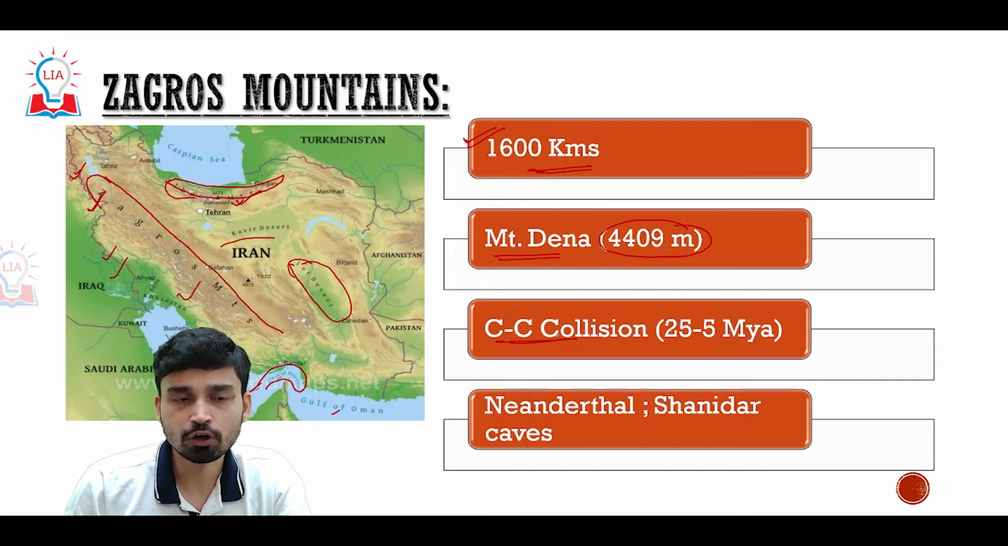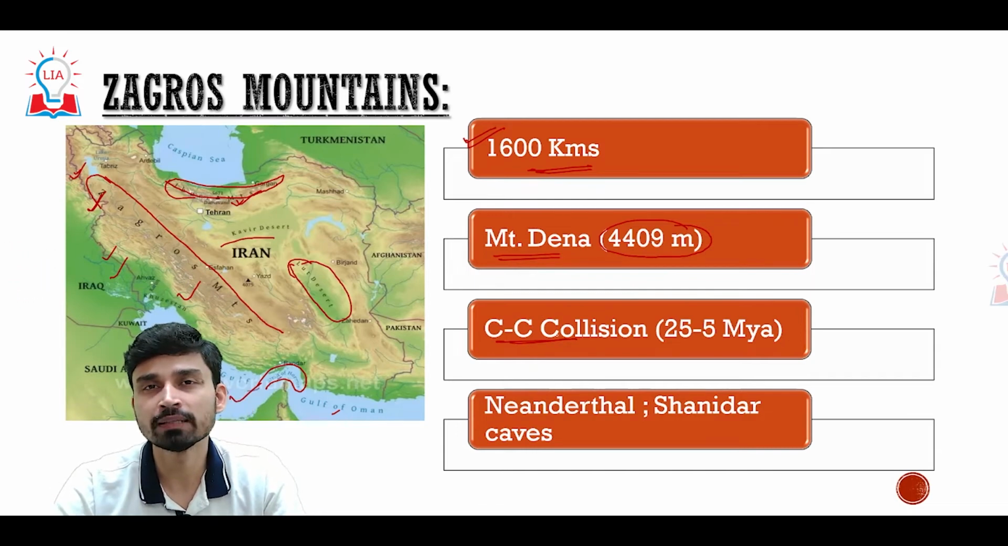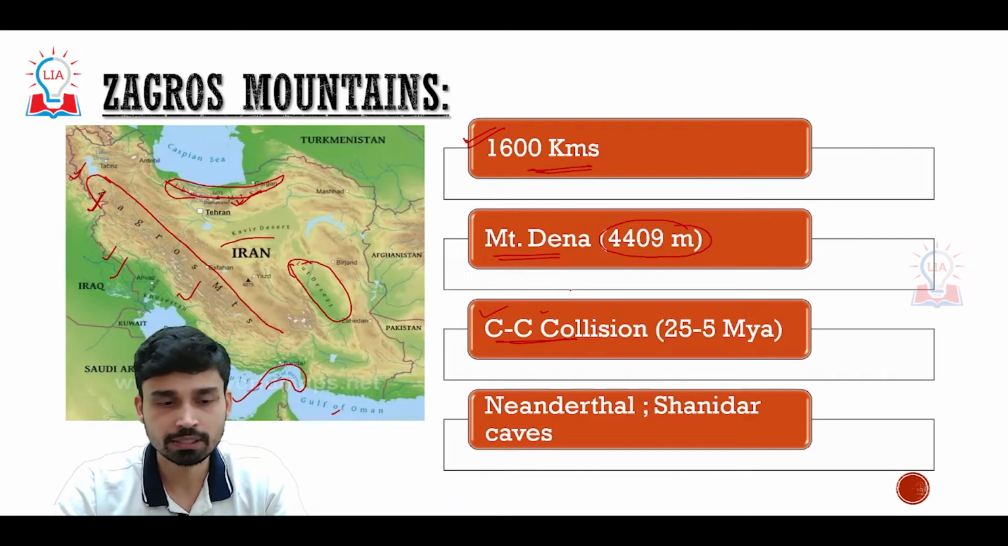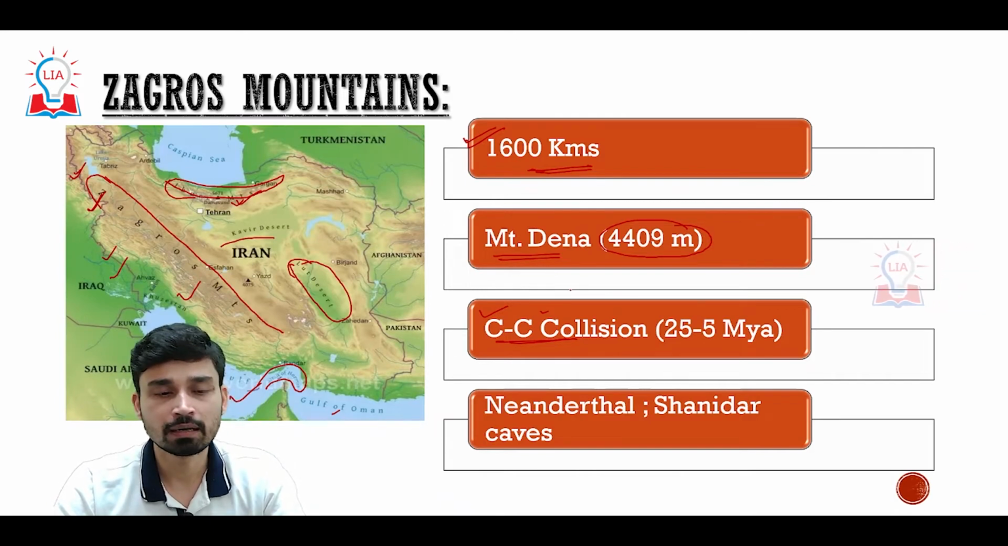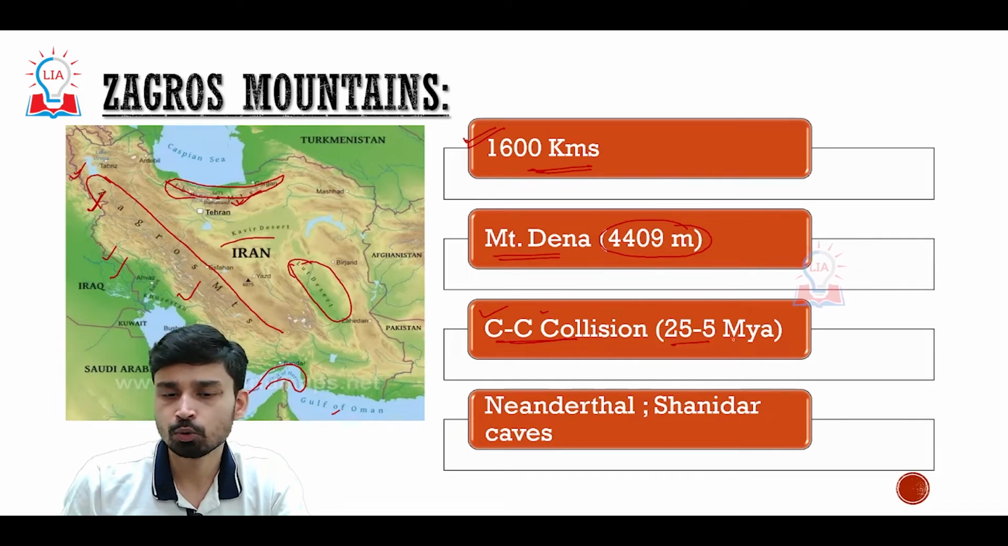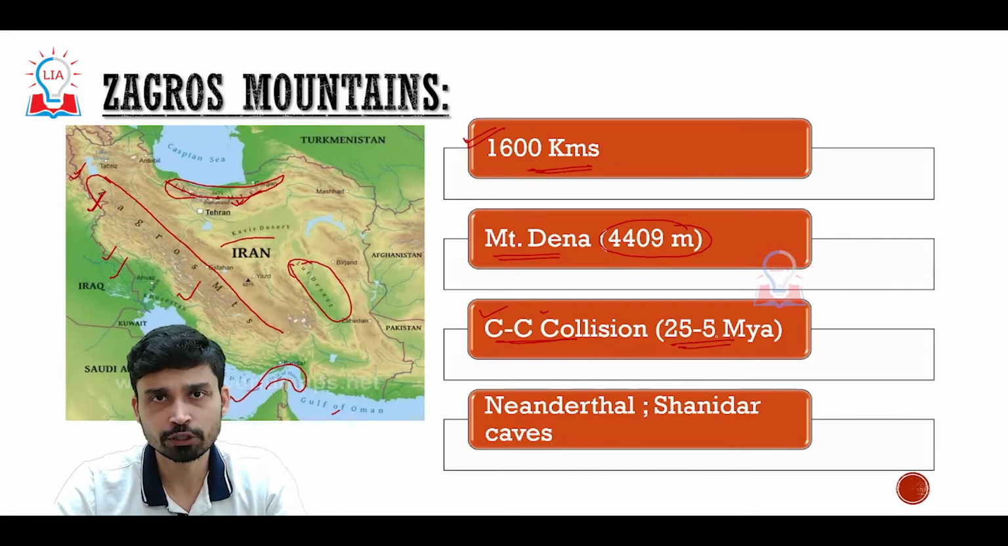The development of this Zagros Mountain has also happened in a similar way, by the continental convergence that happened when the Arabian plate was moving toward the Eurasian plate, and due to this convergence collision around 25 to 5 million years ago, we have the formation of this Zagros Mountain range.